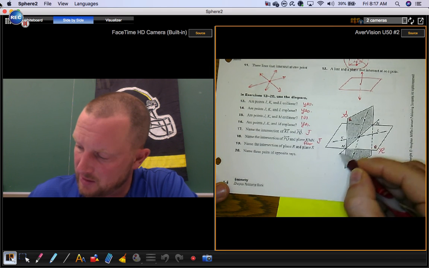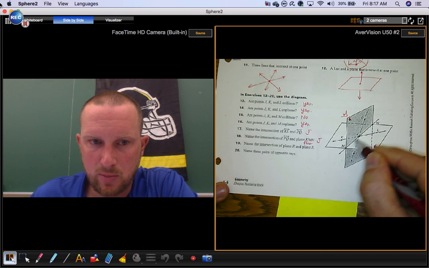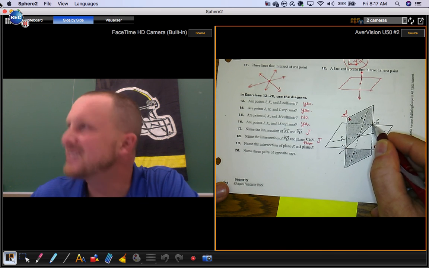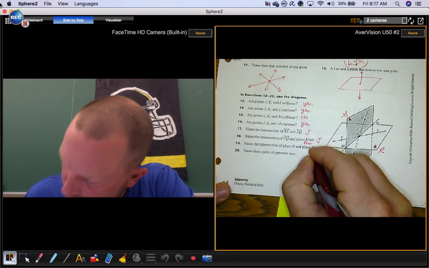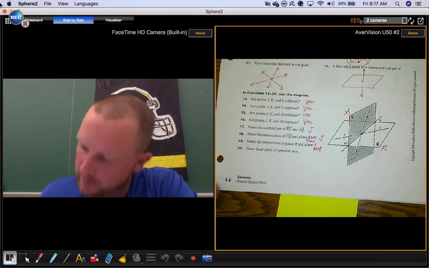Which line touches both planes? Which points are on both the floor and the ceiling? Sorry, the phone's ringing. That would be line MN.